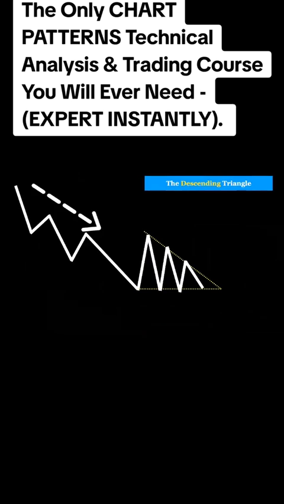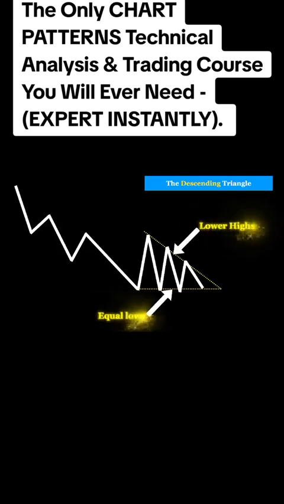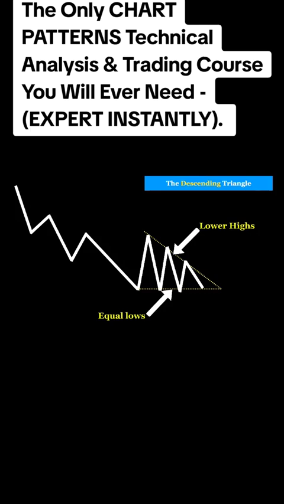Price is trending lower. The descending trend line forms from a series of lower highs. The support level remains flat, marked by equal lows. This setup signals that sellers are still dominant and pressure is building toward a breakdown. When price finally breaks below support, the downtrend resumes with confirmation.